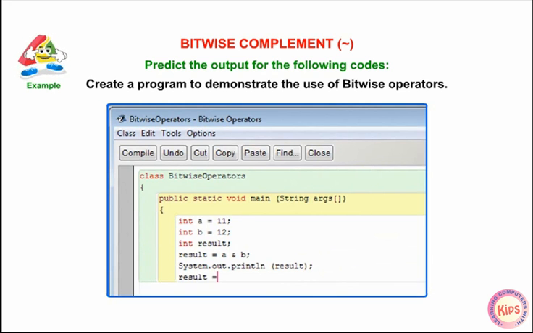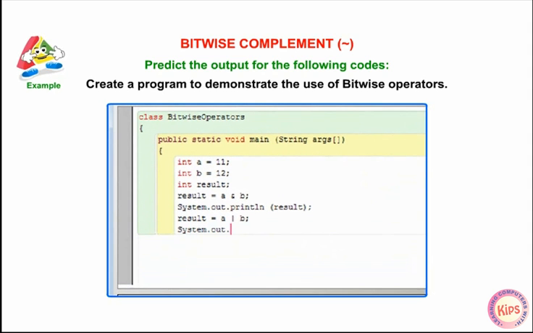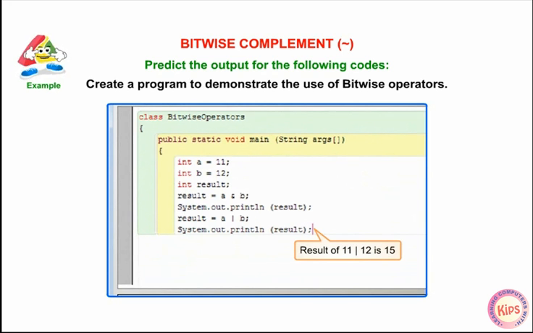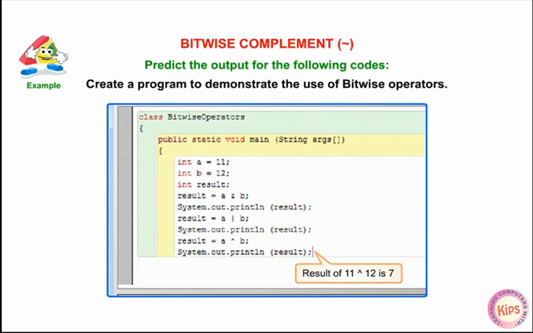Result = A | B; System.out.println(result); Result of 11 bitwise OR 12 is 15. Result = A ^ B; System.out.println(result); Result of 11 bitwise XOR 12 is 7.